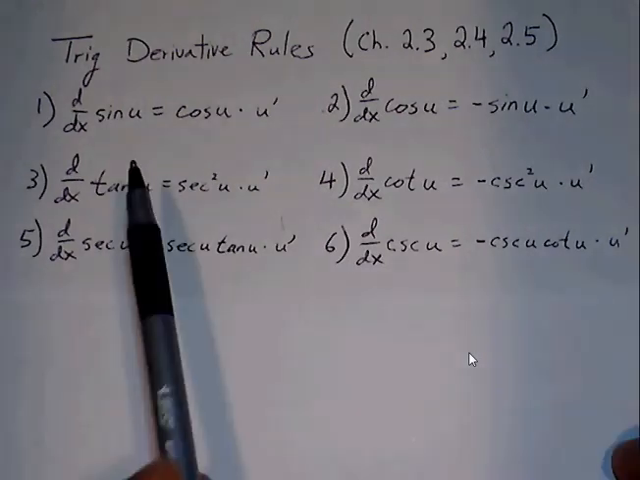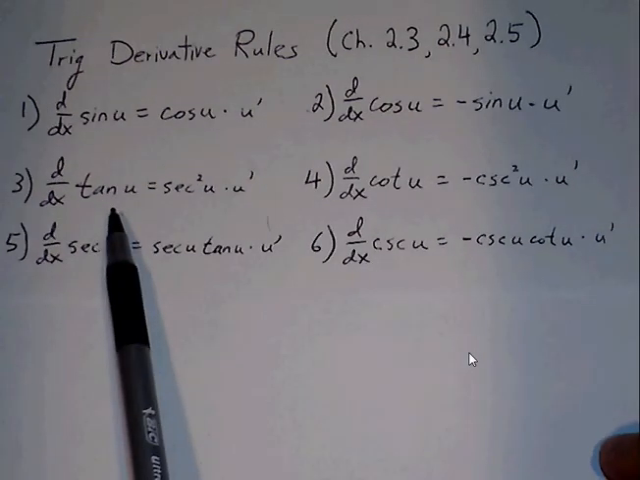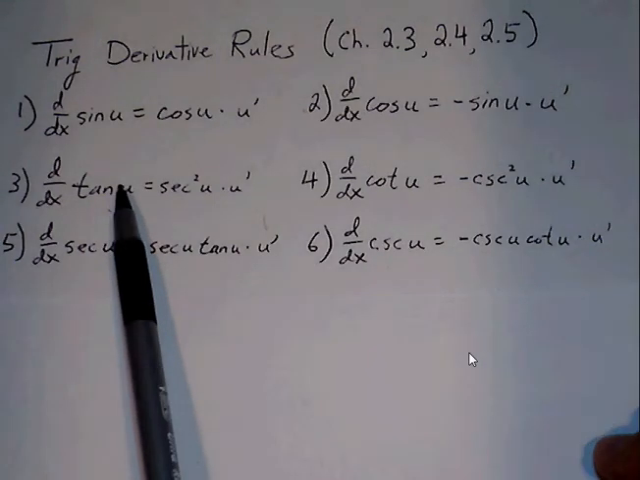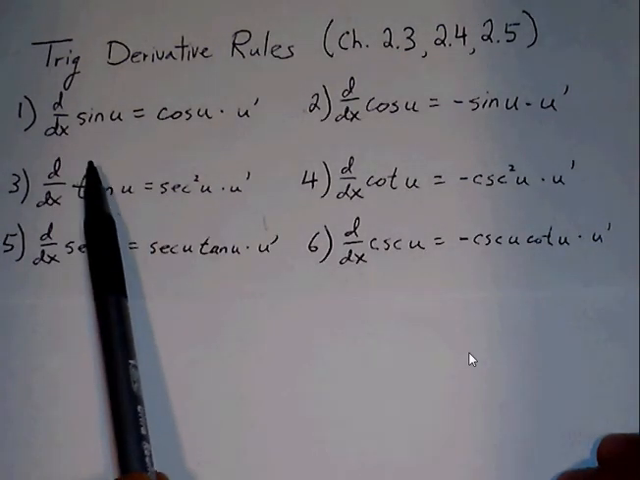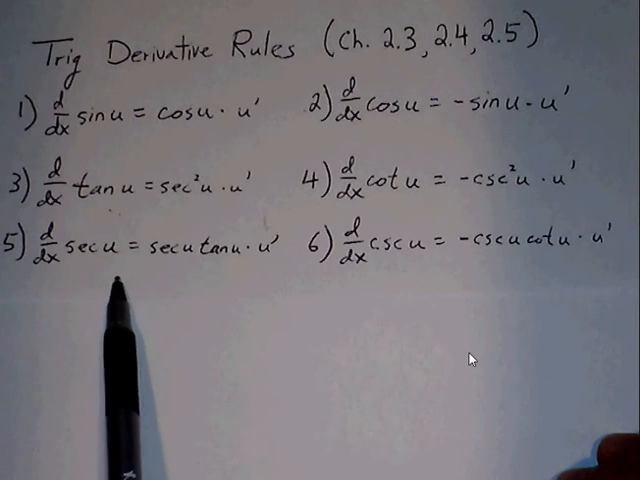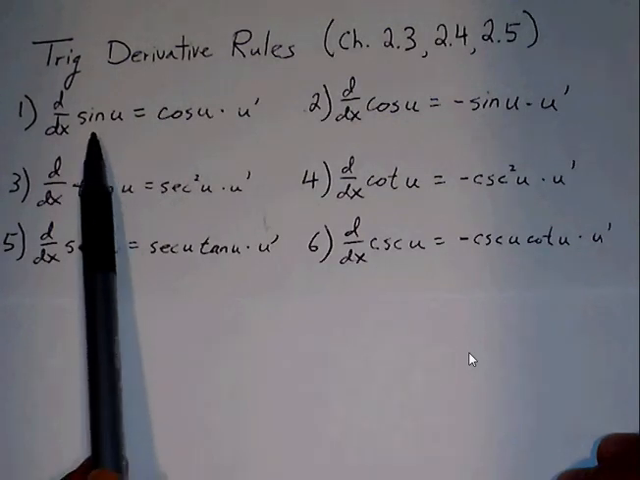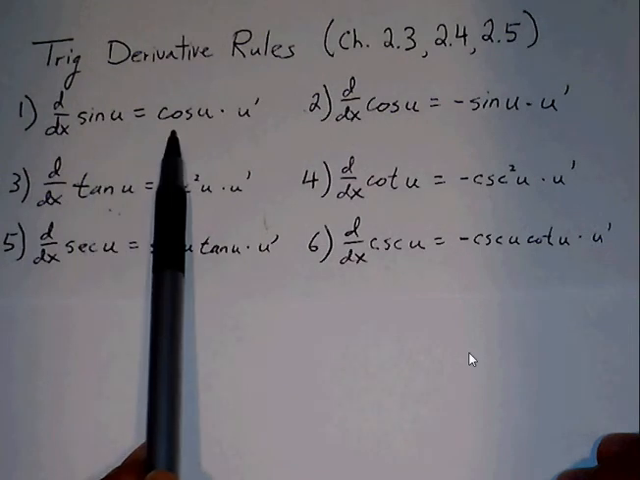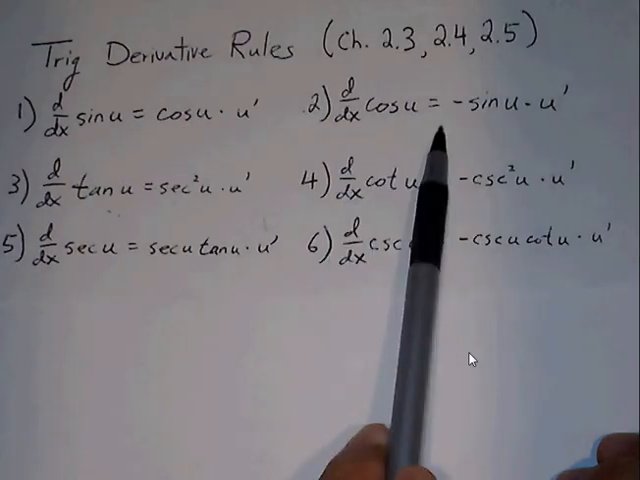In this video, we're going to be looking at trig derivative rules, the 6 trig functions that we're looking at: sine, cosine, tangent, cotangent, and secant, cosecant. The derivative of sine is cosine, and the derivative of cosine is negative sine.